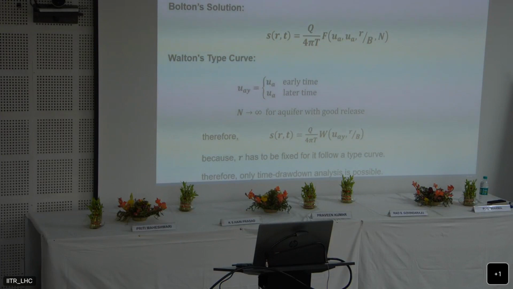So if I want to analyze this portion, my U is, because during this time the compressibility effects are much more dominant as compared to the delayed component, here I have to use R square S by 4 T t, where S is the storage coefficient. For this portion, we usually call it UA, and this is UY, which is equal to R square SY by 4 T t. And this is the intermediate.